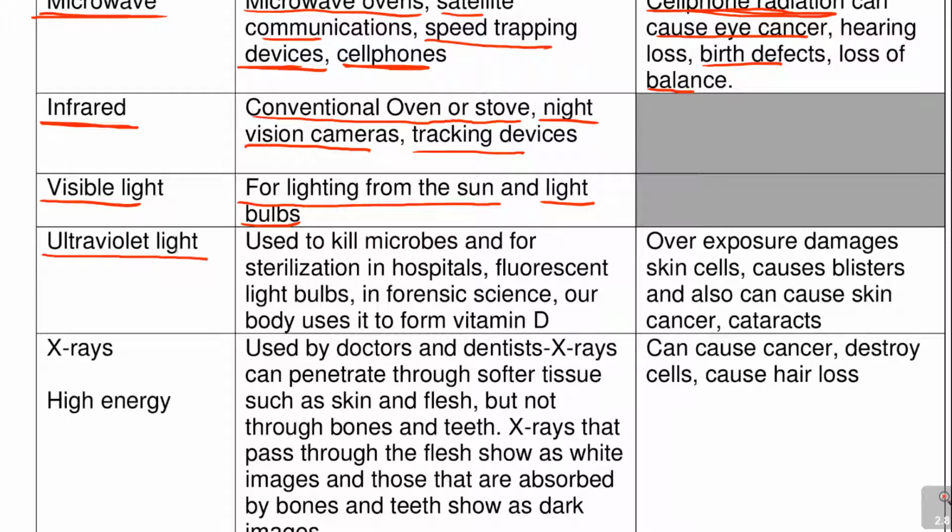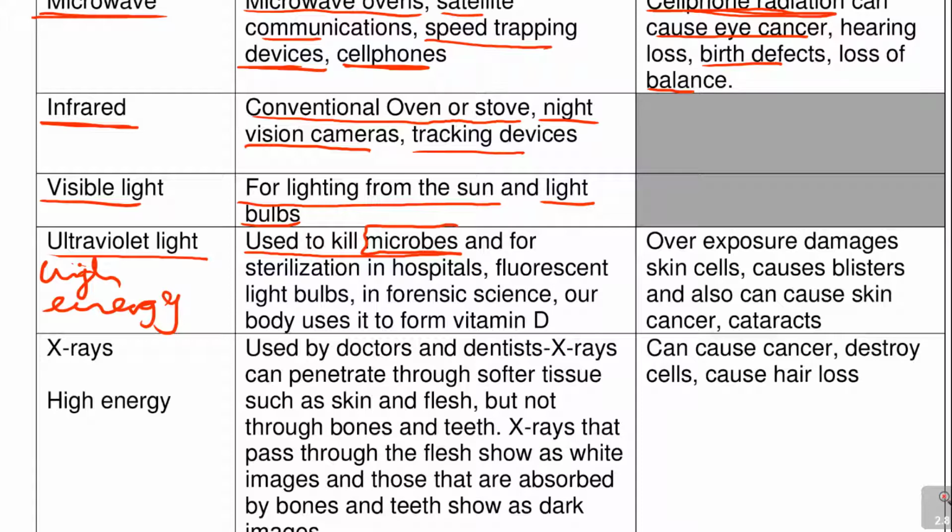Ultraviolet light, this is where things start getting dangerous. Now these become penetrating. Visible light is low energy, these now become high energy. They are the high energy waves, so they are now used to kill microbes.